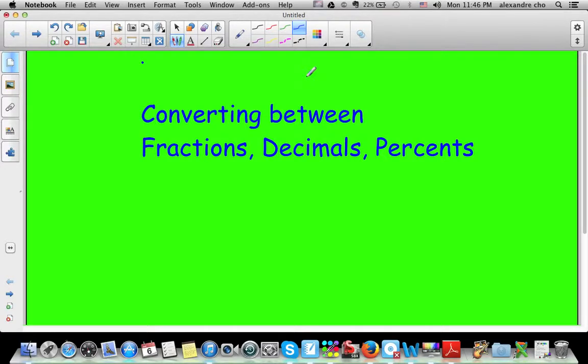Hi, good morning. This is your topic today. Copy that into your table of contents: converting between fractions, decimals, percent. So we've been working on this. So let's put it all together today.